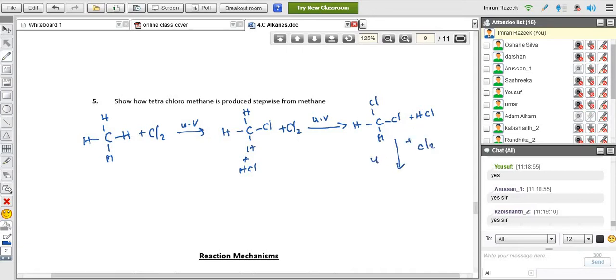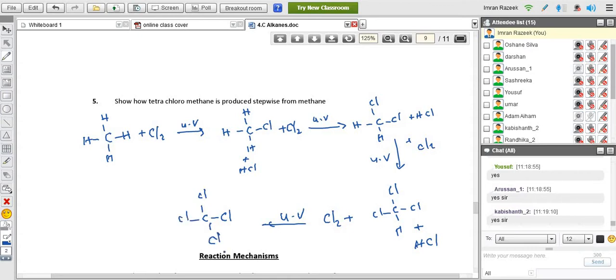With chlorine and UV light, tetrachloromethane. Sorry, this is trichloromethane. This is monochloromethane first, dichloromethane, trichloromethane. Each time you get HCl as a byproduct. Step by step, you substitute all the 4 hydrogens at last till you get tetrachloromethane. So this is how tetrachloromethane is produced from methane stepwise. Please copy this.